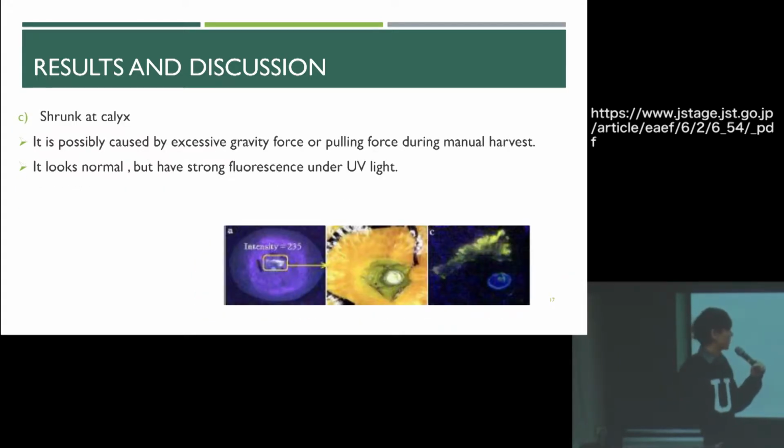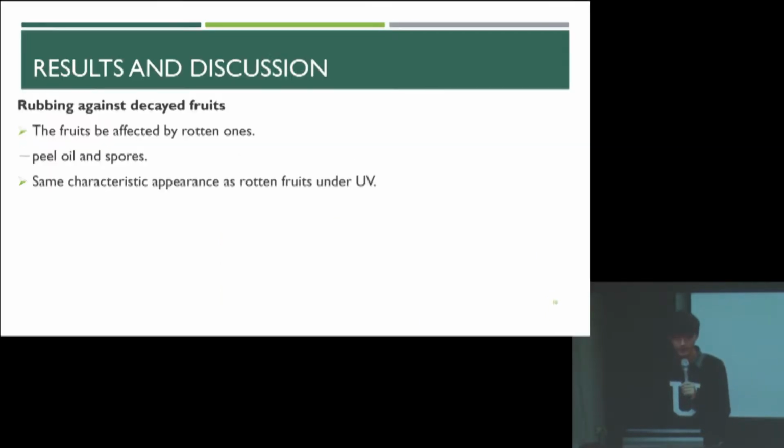And the third one is a shrunken calyx, and it is possibly caused by excessive gravity force or human force during the harvest. And it will look very normal. As you can see from figure B, it looks very normal with no defect. But under the UV light, you can see it actually will fluoresce. So there must be some reason for a defect inside the fruit.